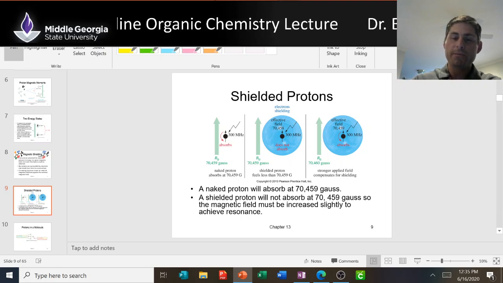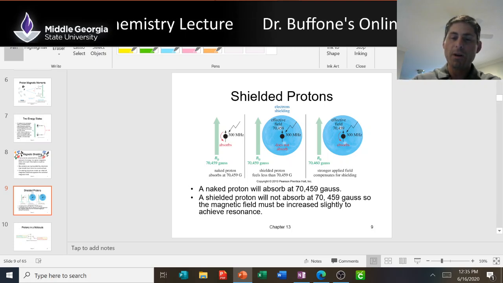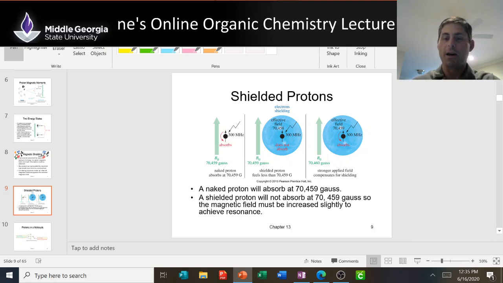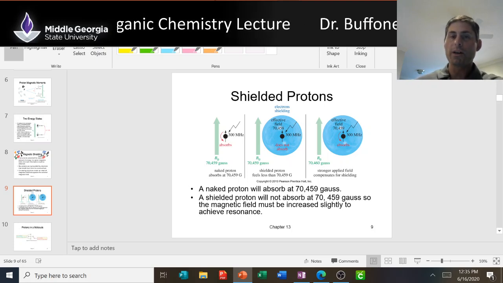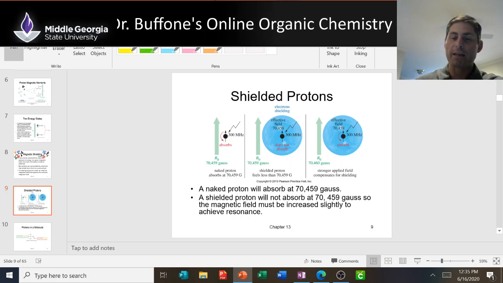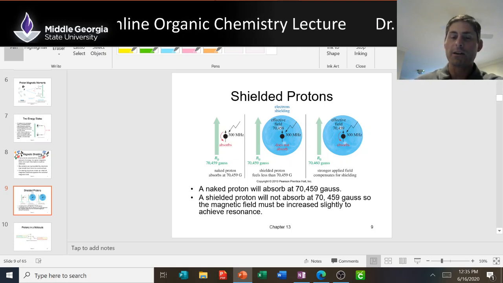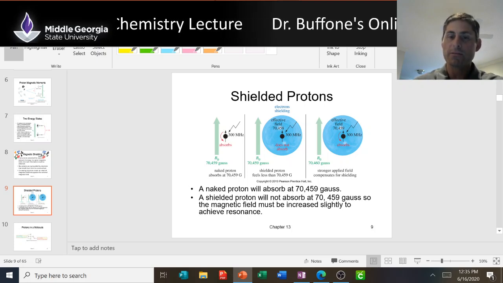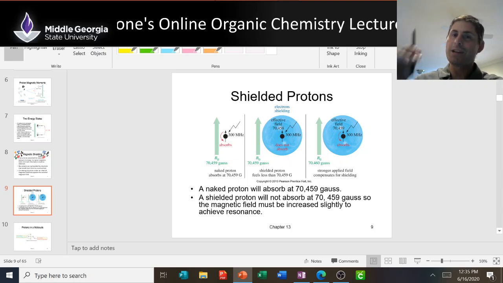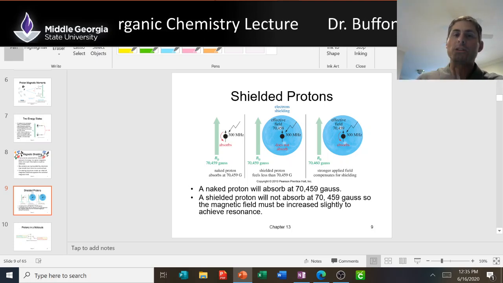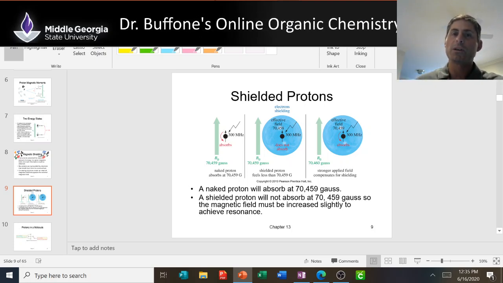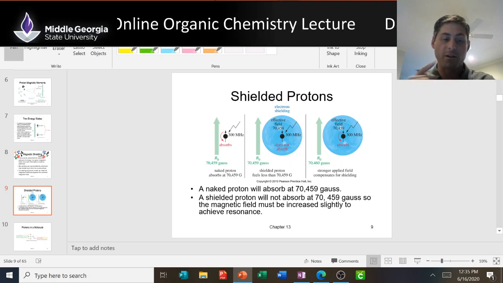If you shield this, then spin flipping it costs a different amount of energy. It requires more energy to spin flip it because it's not feeling as much of that external magnetic field. So protons that are more shielded, that have more electrons around them, require more energy to spin flip than protons that are less shielded. So they will show up in different locations in what we call the NMR spectrum. Because of this, we'll be able to see how many different signals there are, which will tell us how many different numbers of protons there are.